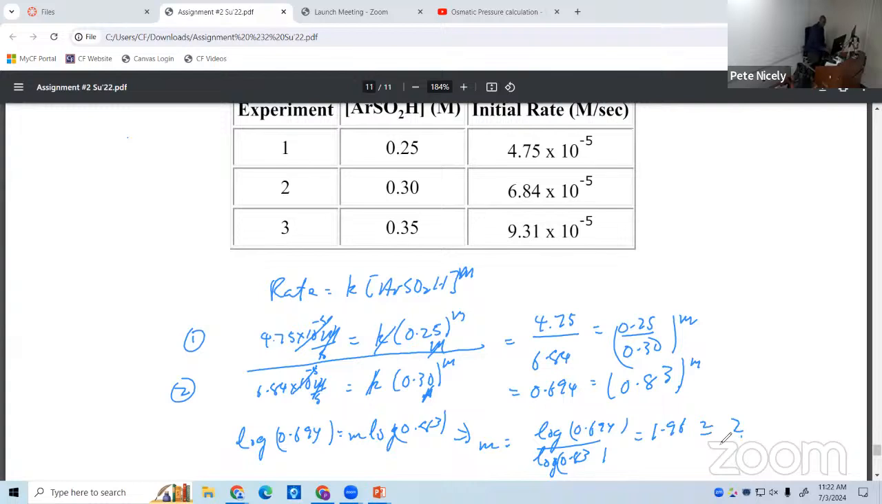Right? So the rate law is rate is equal to K times concentration of ArSO2H raised to the second power. That's how we do that. And again, you could be asked to determine K as well. And you know what to do, right? So I don't need to go through that. Okay.